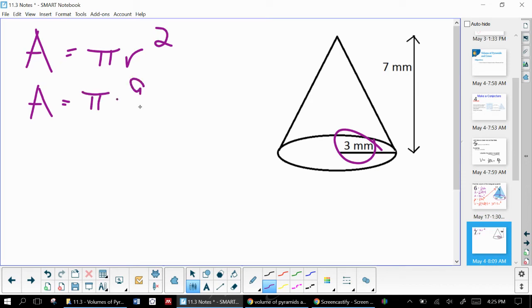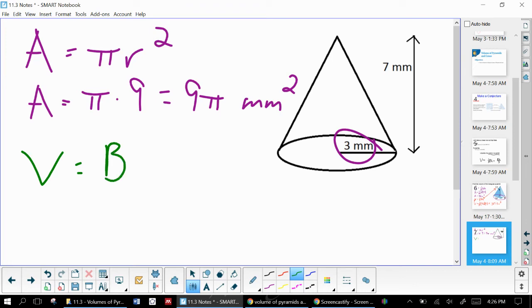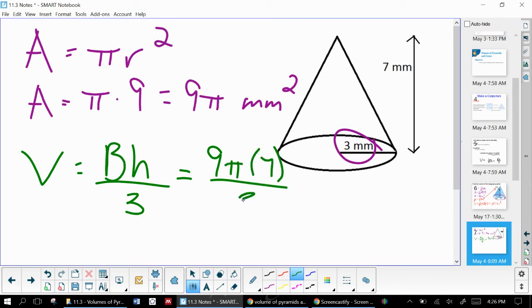So pi times 9, or we usually write that as 9 pi. And that's square millimeters, because we're talking about area right now. Then we can take that and find the volume, which equals the area of the base times the height divided by 3. And so our area of our base is 9 pi. Our height is 7, and we can divide by 3.